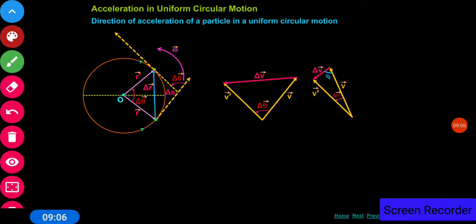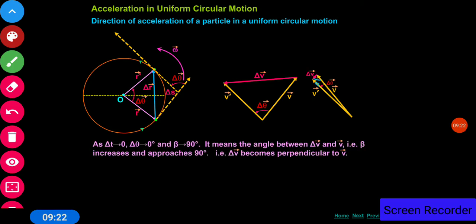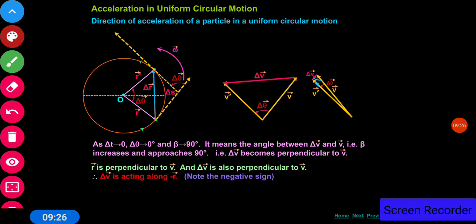So I am repeating it. Just look again, as del theta is decreasing, del theta will decrease as del t tends to 0. Then beta increases, and one time comes when beta becomes perpendicular to the velocity vector. Since r is perpendicular to v and del v is also perpendicular to v, therefore del v is acting along minus r, that is towards the center.